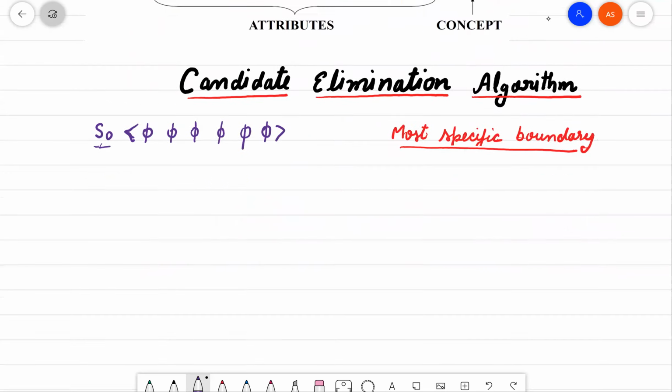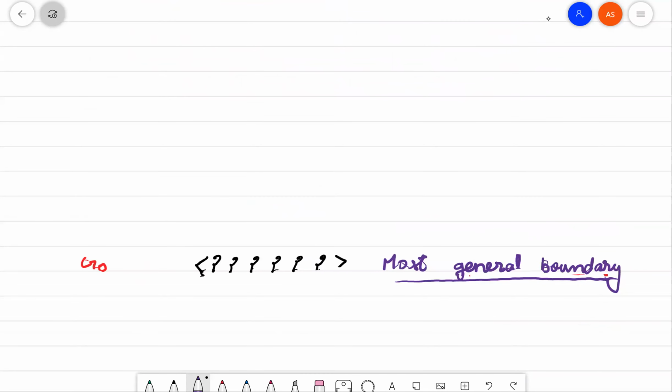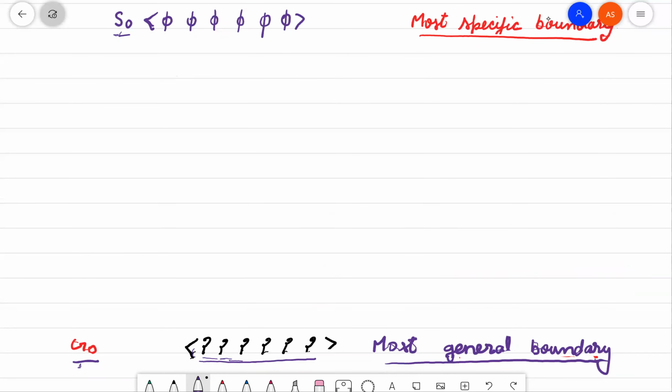in the most specific boundary. In the same way, we represent the most general boundary with the question mark, which can accept any value. This boundary is called G0, and we have taken 6 question mark symbols. Between these two boundaries lies the version space. The version space consists of the set of hypotheses between these two boundaries.